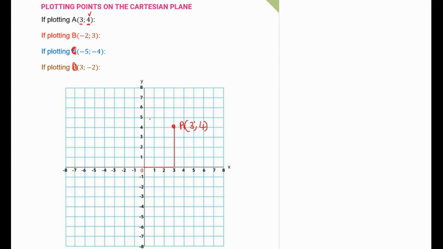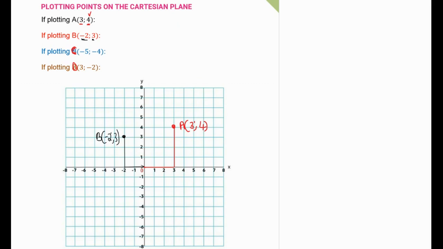Right, let's go to point B. The x coordinate is -2, so we move to the left from the origin. We always start from the origin. How many units? 2 units. So it's 1, 2. And then y is 3, y is positive, so we go up. How many units? 3 units: 1, 2, 3. So we have a point here. This is point B, with coordinates of what? The x coordinate is -2 and the y coordinate is 3.